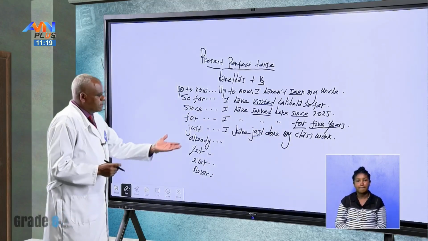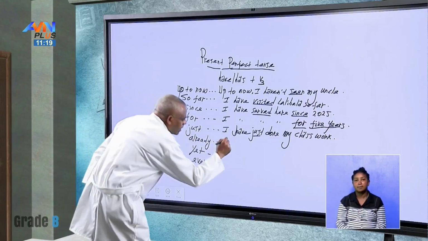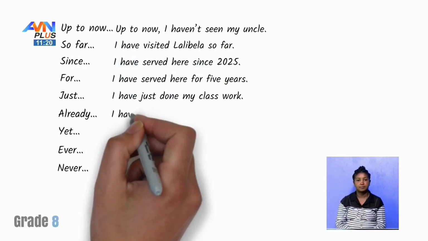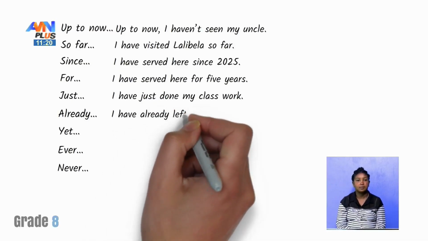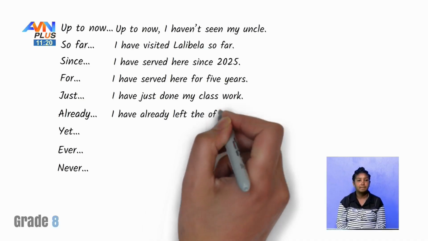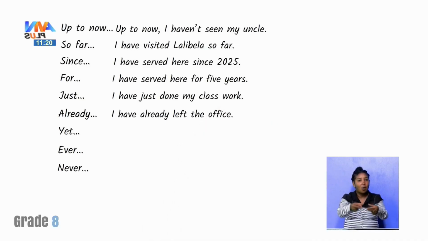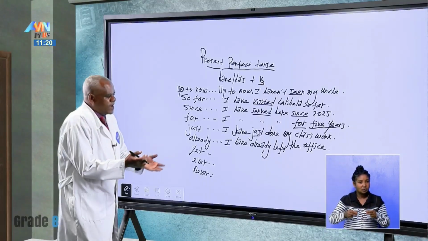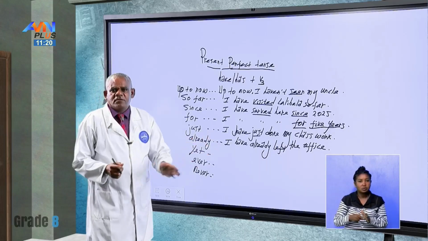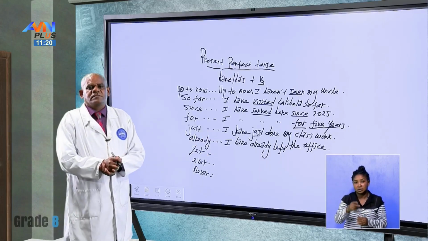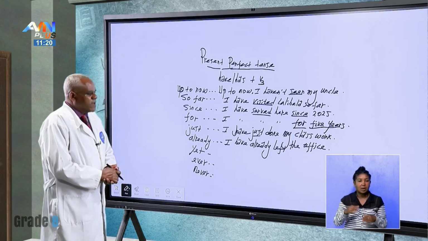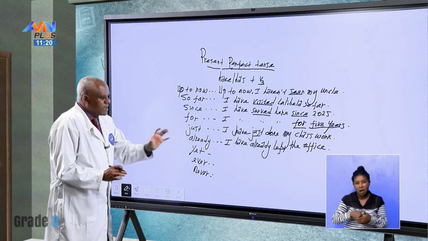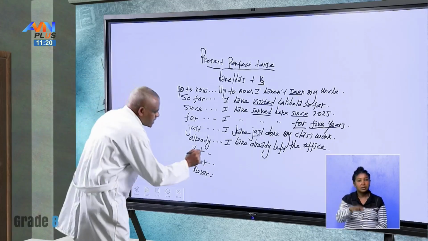Already is similar to just. It's okay? I have already left the office. Look, I have already left the office. This implies that just and already are both used with the same context. I have just done my classwork and I have already left the office. Same context, right?